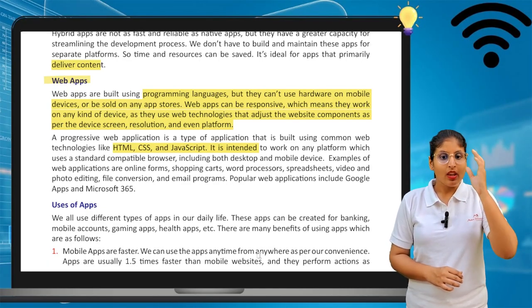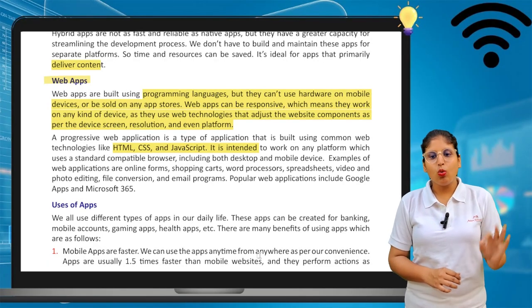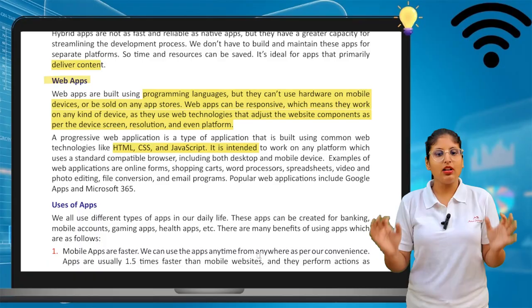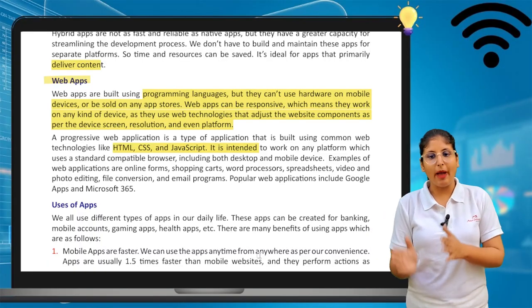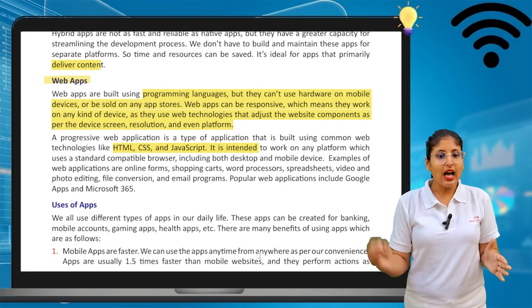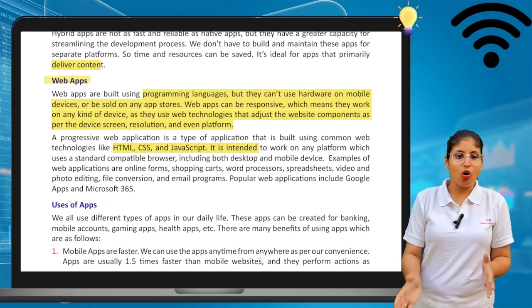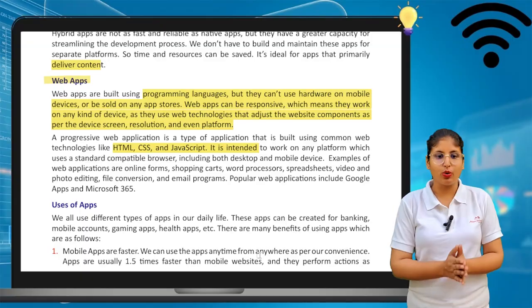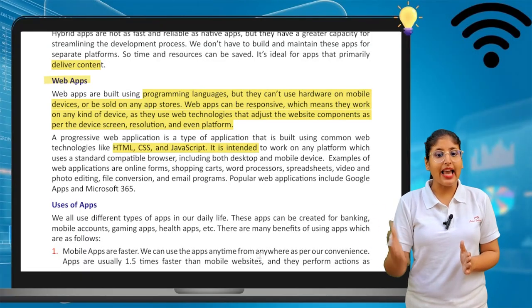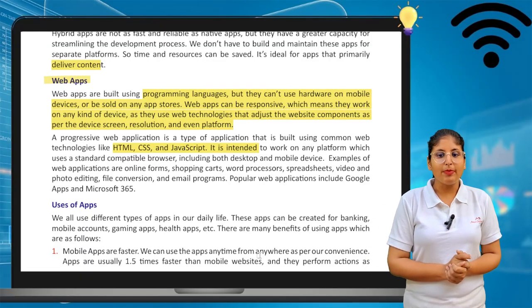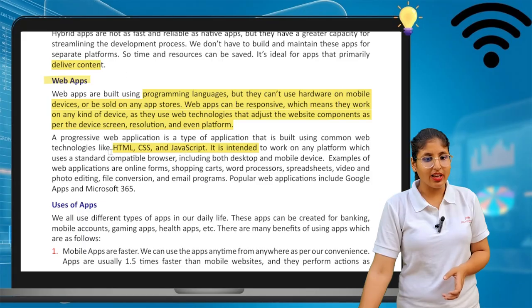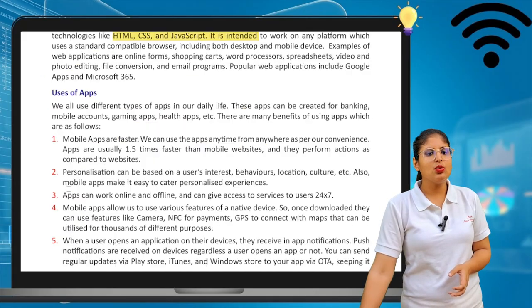It is intended to work on any platform which uses a standard compatible browser, including both desktop and mobile devices. Examples of web applications are online forms, shopping carts, word processors, spreadsheets, video and photo editing, file conversions, and email programs. Popular web applications include Google Apps and Microsoft 365. So these are some web apps we can use. Okay, now we will see uses of apps.